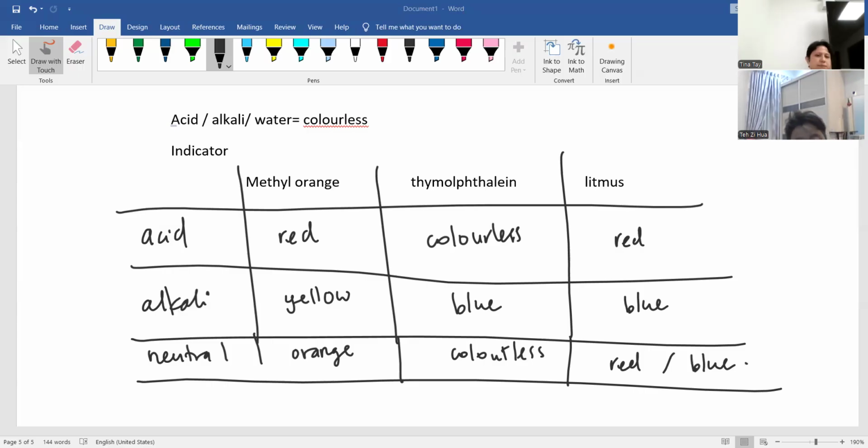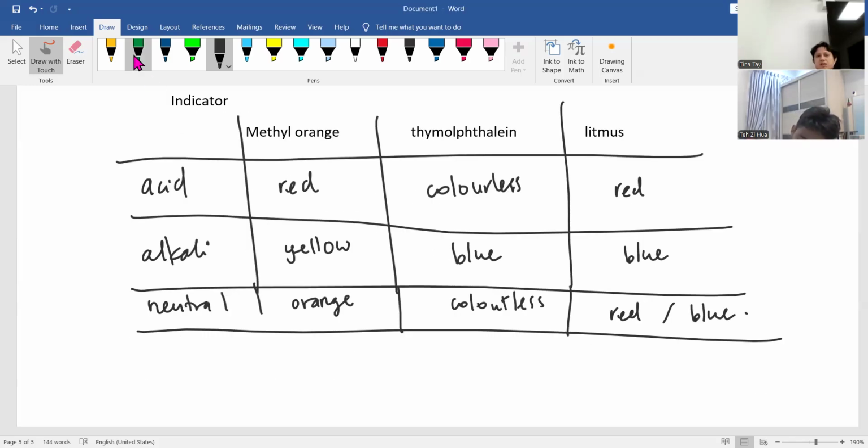Miss, if the thymolphthalein acid and neutral is colorless, then how do you know if it's acid or neutral? That's right. You have to use something else. This is just for titration. It's not for you to detect pH. For you to detect pH, we use something called universal indicator. But litmus also? No, litmus doesn't tell you the pH. Yeah, correct. This is just for titration.